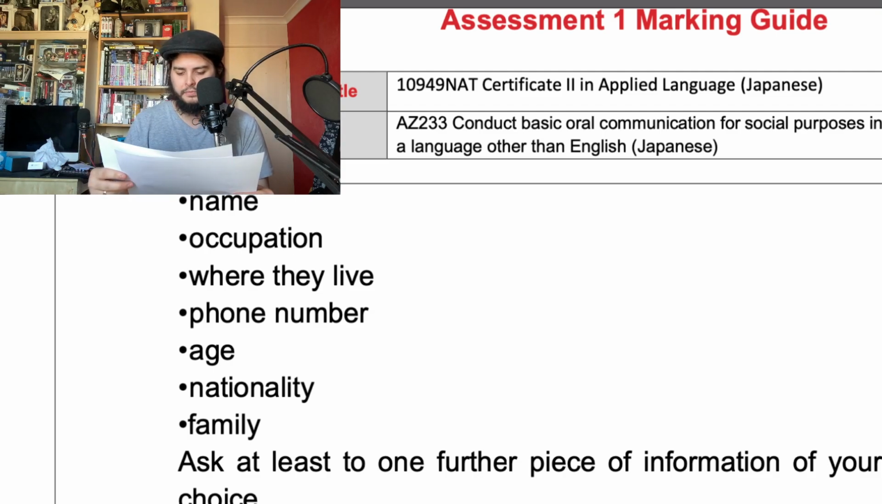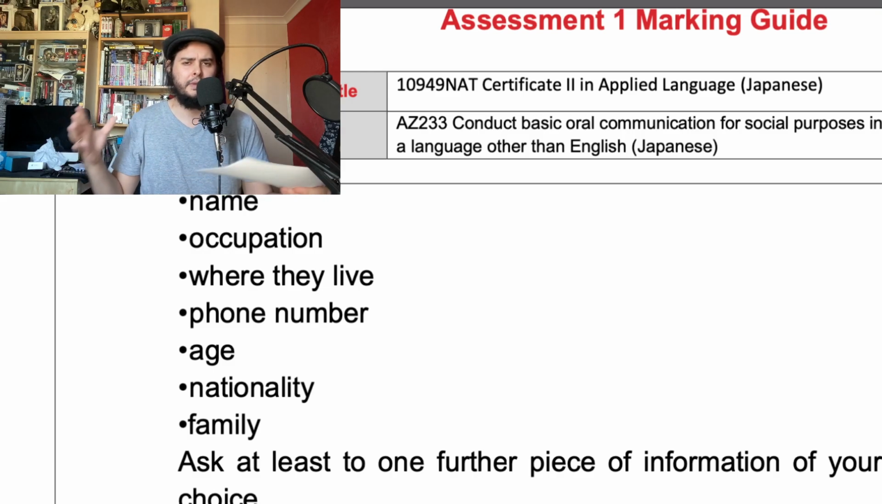Then for occupation, so me asking, what is your occupation? I yet again put "anata no shokugyo wa nan desu ka?" And yet again, I don't need the "anata no" and the "shokugyo." So the correct way to ask, what is your occupation?